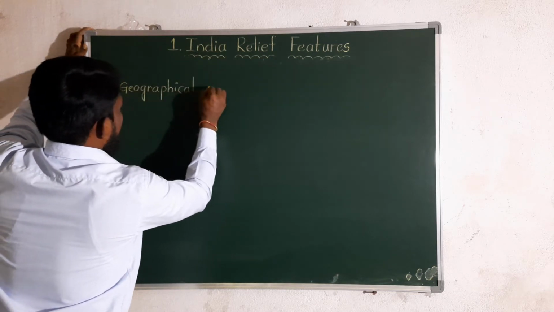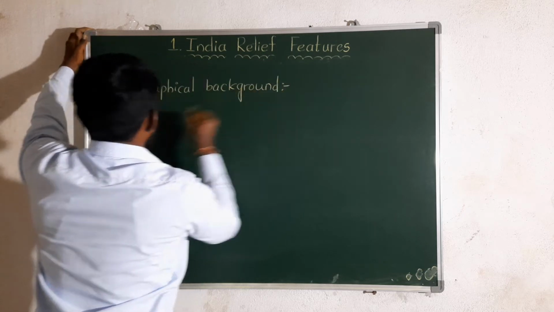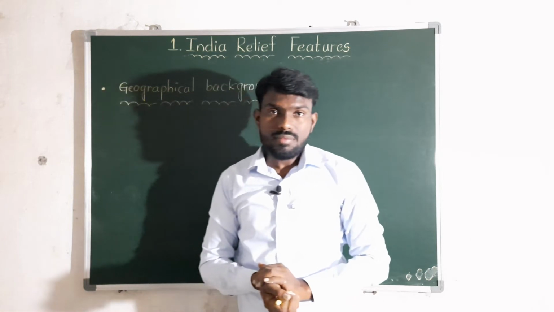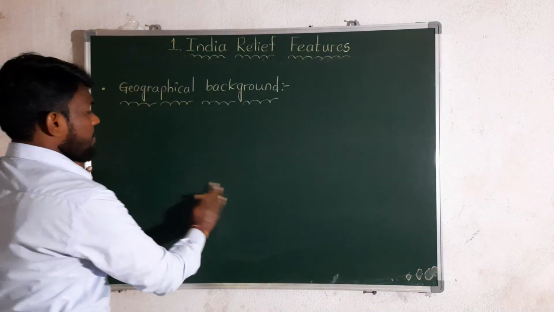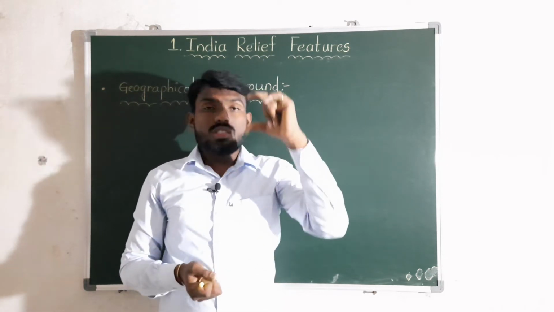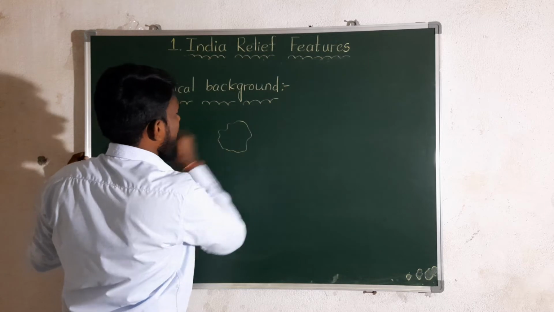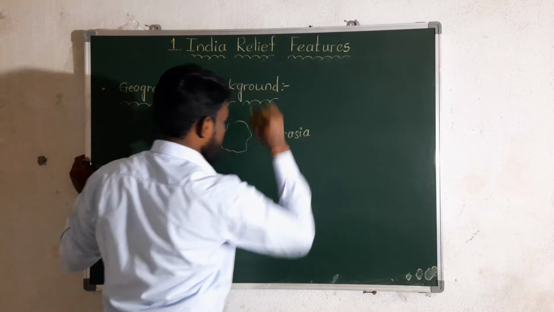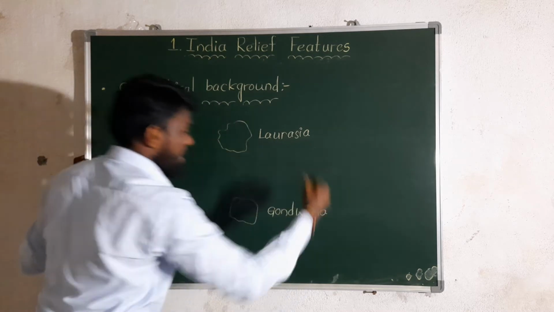In this geographical background, first of all, the Indian landmass is one of the parts of Gondwana land. You know well that earlier there was one supermassive continent, which later split into two huge landmasses. One drifted to the north side and the other drifted to the south side. The northern one is Laurasia, and the southern one is Gondwana land.